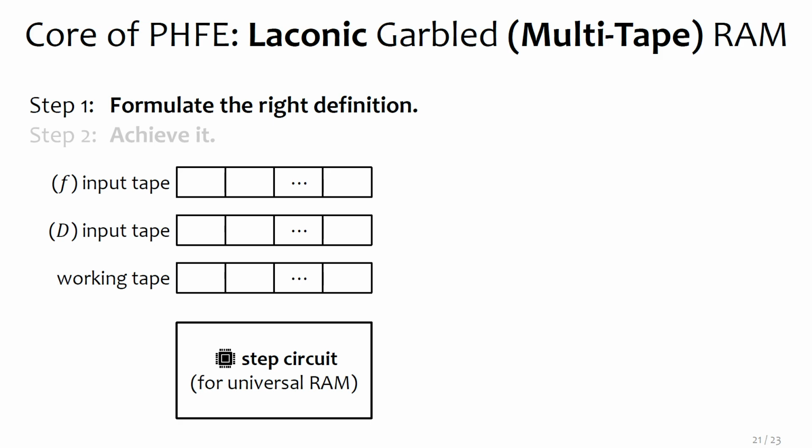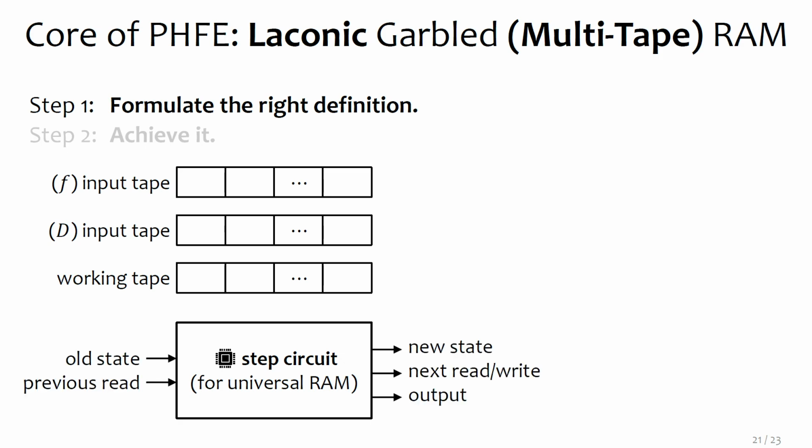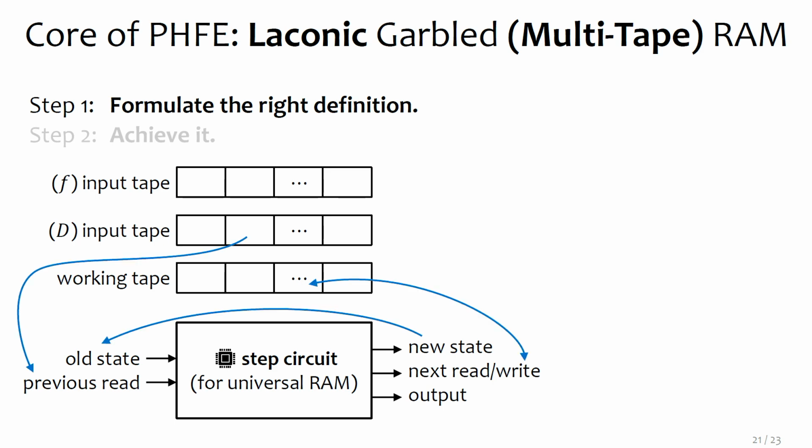There's an input tape for F, for example, and an input tape for D, where D can contain public or private input. And there's also a working tape. The step circuit will take in the old state and the previous read, and output the new state, the next read-write, and the output for this time step. And the memory operation can happen over any tape, and the new state will transfer to the old state for the next step.